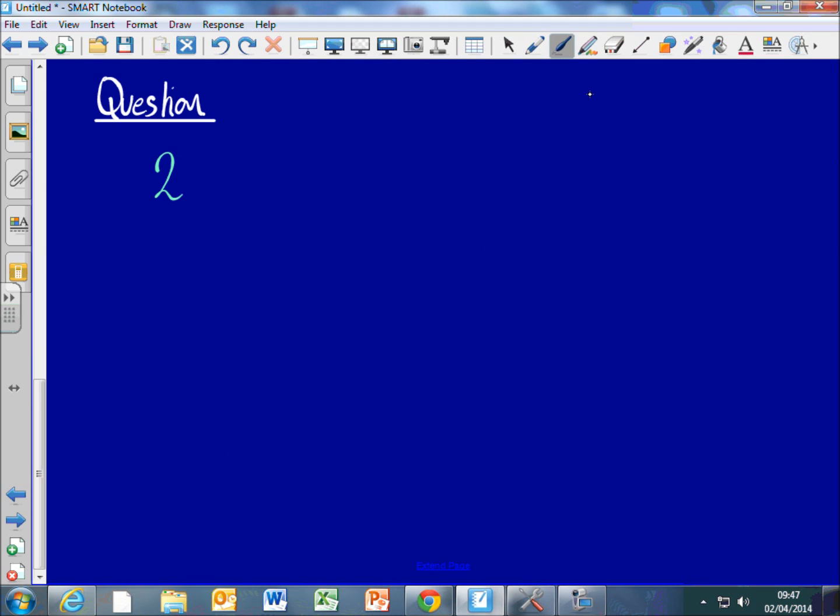So I've got 2 to the power of x plus 4 equals 6. Okay, and we're trying to find out what x is. So basically, whenever the unknown, the thing you're trying to find out, is up there in the power as an index, then you've got to use logarithms to solve it.